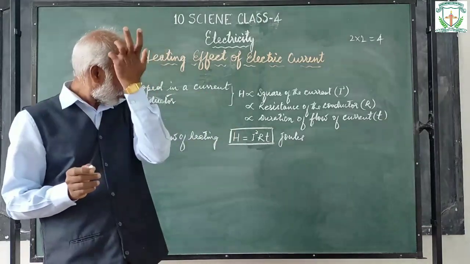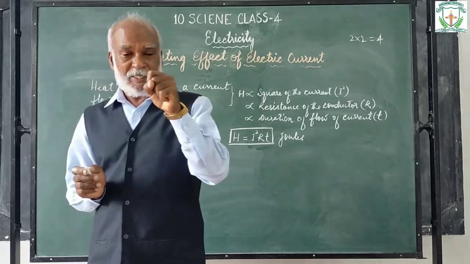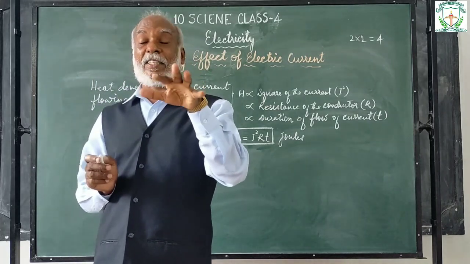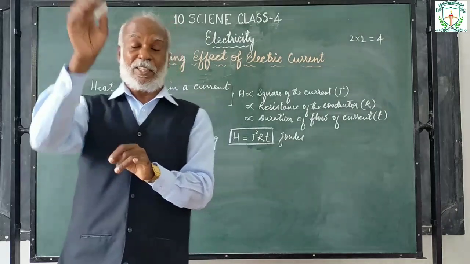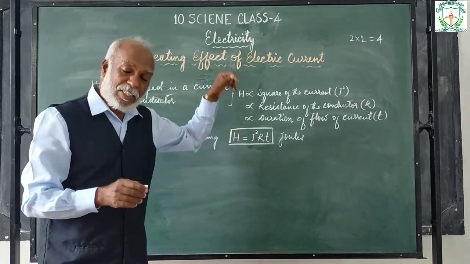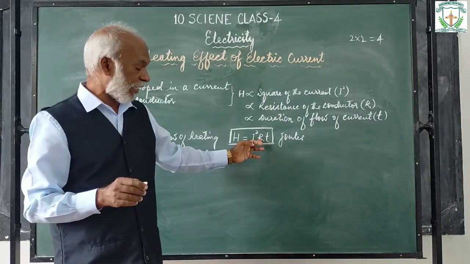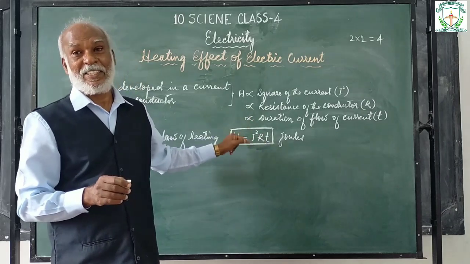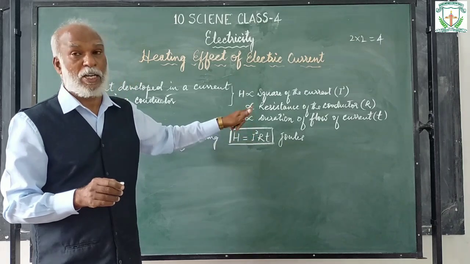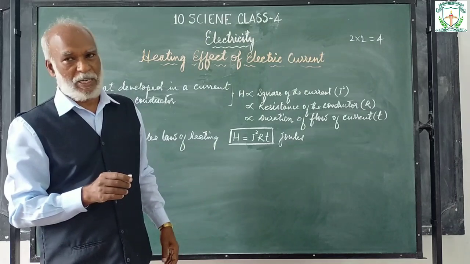You know, resistance is what? The obstruction offered by the material of the conductor for the flow of current. When resistance increases, current decreases. That is a fact. When resistance of the conductor increases, current decreases. Heat developed is square of the current. So current decreases, it decreases drastically.